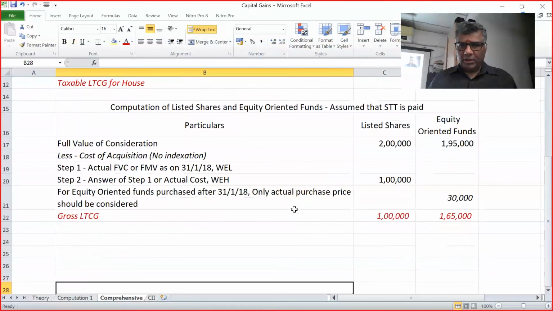I will give the 1 lakh exemption when I am doing the tax working. I'll give you total income working.